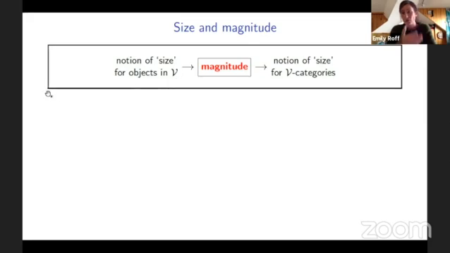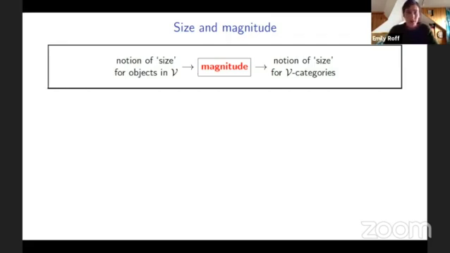Of course, the notion of size that you start with has to be a good enough one. So in particular, it should be isomorphism invariant, valued in some ring, and multiplicative with respect to the monoidal product in V. And then the notion of size that you get out for V categories is going to be equally good. It'll be equivalence invariant, valued in that same ring, and multiplicative with respect to the tensor product of V categories induced by that in V.